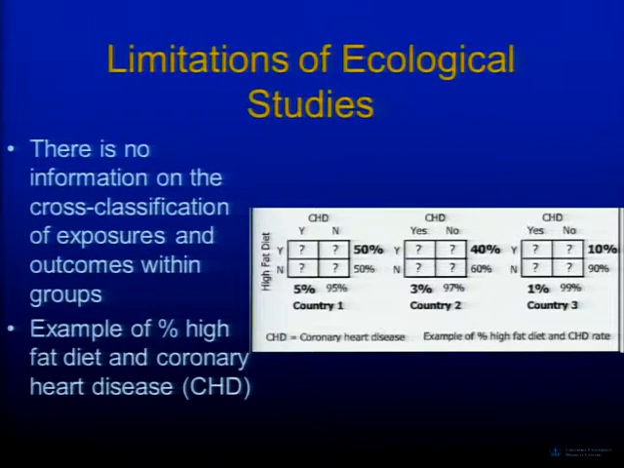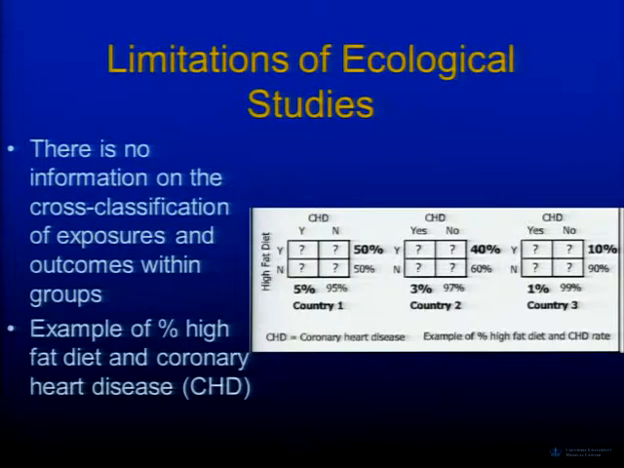So there's no information on what we call the cross-classification of exposures and outcomes within these groups. We know the outside of this fourfold table, and we're going to see a lot of fourfold tables this year. So we know these outside things, but we have no idea what the middle part is. And this is just looking at this for the high-fat diet and coronary heart disease graph that we had seen before. So it's a very important concept.